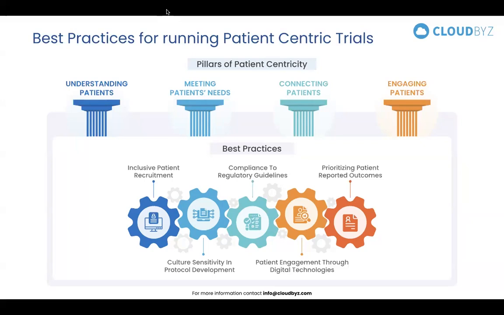And to achieve this, we need to focus on the following best practices, which is inclusive patient recruitment and partnering with certain advocacy groups. These advocacy groups do play a crucial role as they deeply understand their patients, and by collaborating with these groups, we can gain valuable feedback on our trial protocols. Next up is cultural sensitivity in protocol development, which is also essential.